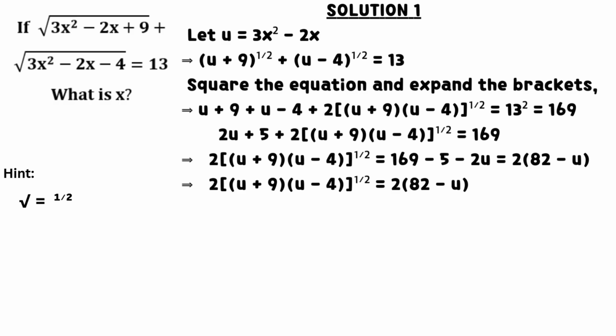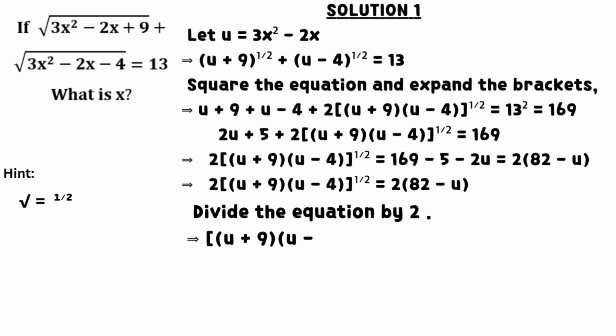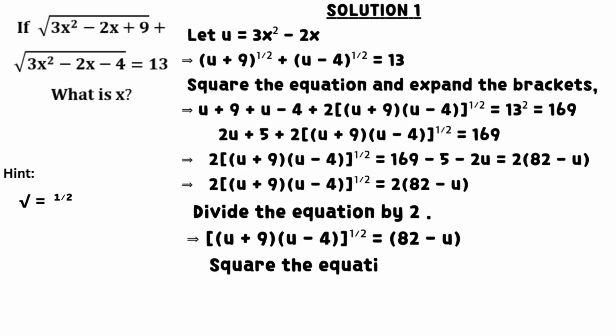Simplify and combine like terms. It follows that 2 times the square root of the product of u plus 9 and u minus 4 equals 2 times, in brackets, 82 minus u. Divide the equation by 2. It implies that the square root of the product of u plus 9 and u minus 4 equals 82 minus u. Square the equation. It signifies that the product of u plus 9 and u minus 4 equals the square of 82 minus u.